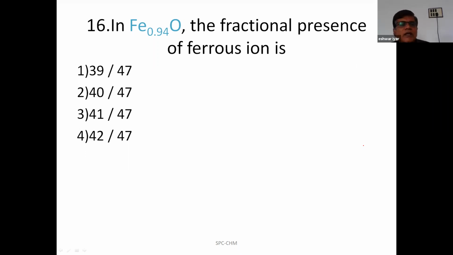So here is a very, very important calculation involving defects in solids. Let us see what defect there is. In Fe0.94O, the fractional presence of ferrous ion is, what you have to find here is how many ferrous ions there are to the total number of iron ions. And you know, there are two types of ions for iron, one ferrous and the other ferric.